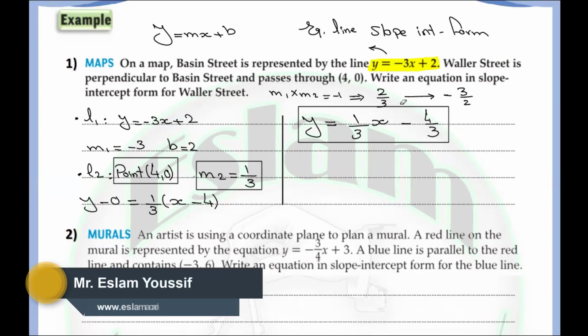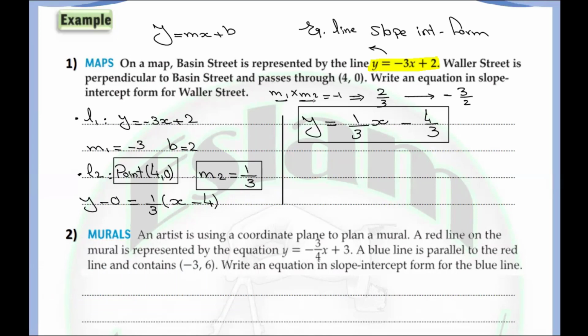How did you get the slope of the second one, 1 over 3? I said the relation between the two lines is perpendicular. If the first one is positive, the second will be negative, and if negative, positive, then find the reciprocal. 3 is 3 over 1, its reciprocal is 1 over 3. The first one is negative, so the second will be positive, because they are perpendicular.